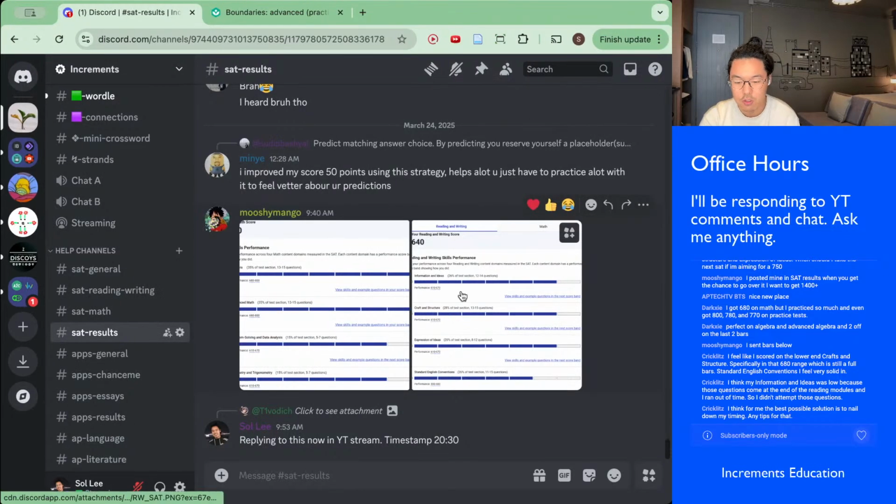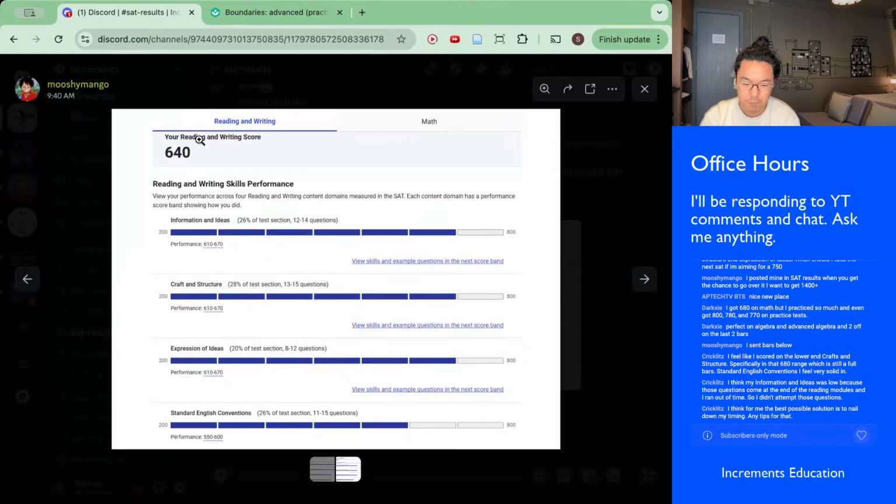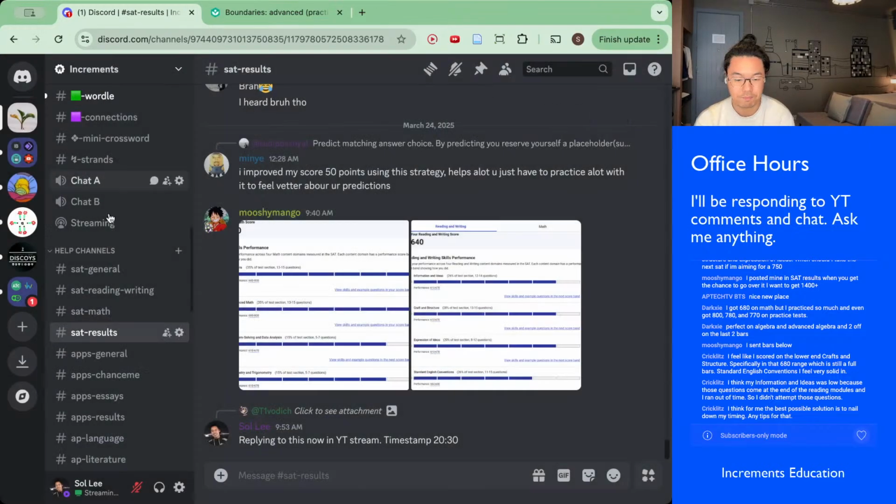Once you have that, you'll be able to get towards a 680 to 700 just by mastering the grammar. All these unnecessary points that you're dropping, you can recover, and get up to like a 700, because it sounds like you actually have a pretty good base reading comprehension ability. You just need to up your grammar.